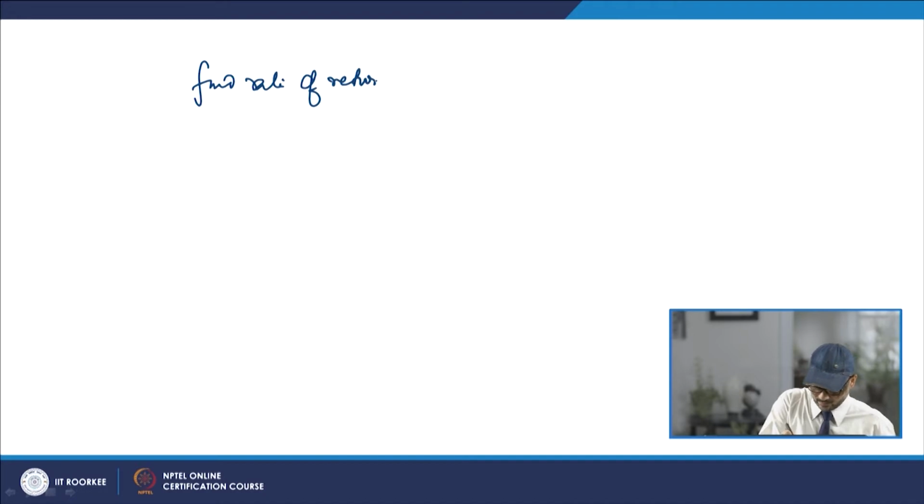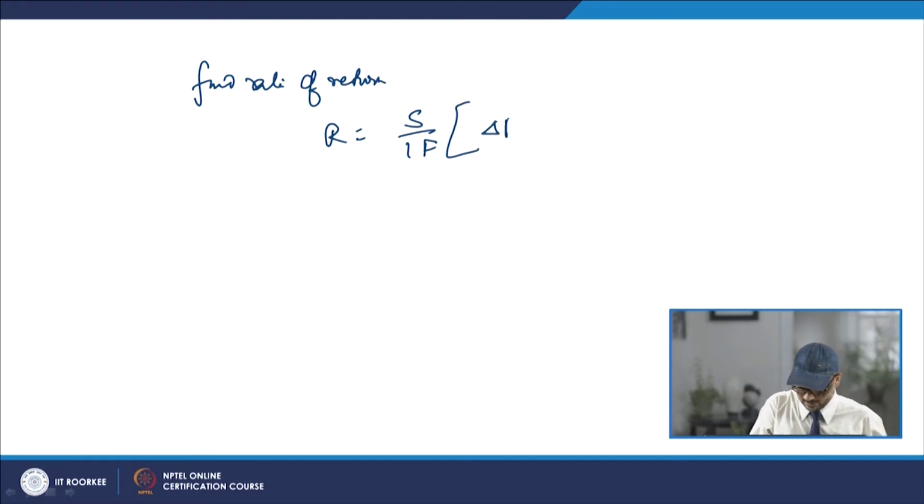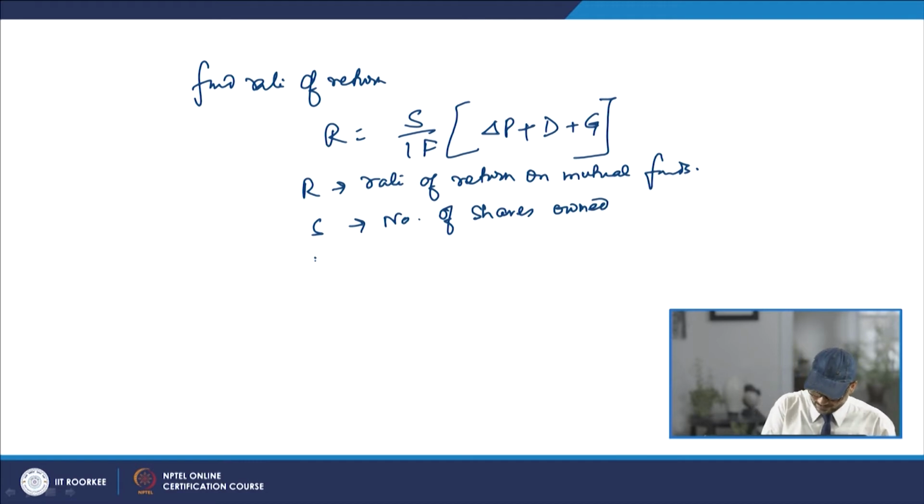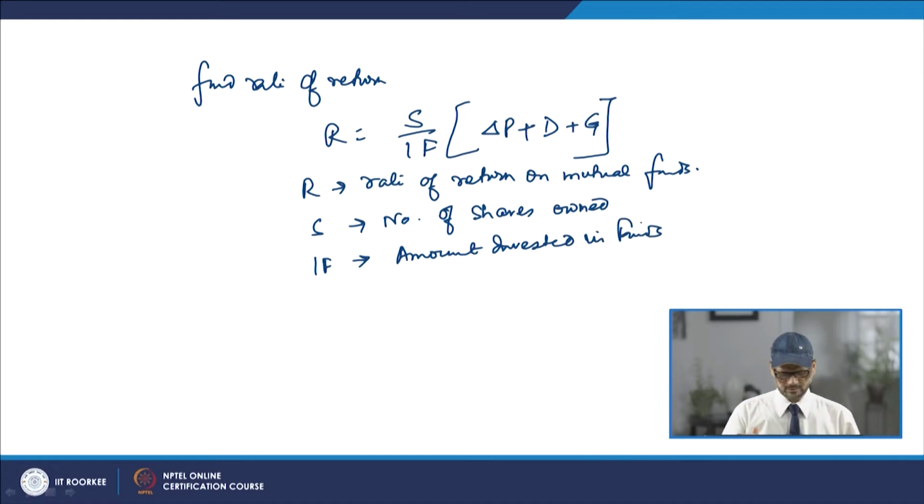So, that will be R. R will be S by IF, multiplied by the values of delta P plus D plus G. In this case, R is the rate of return on mutual funds. S is the number of shares owned, and IF is the amount invested in funds. The value delta P is the change in price of the fund.